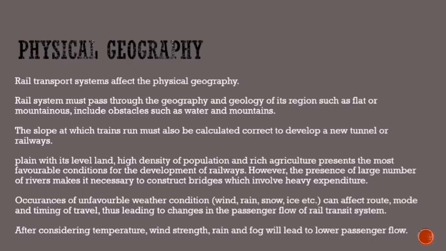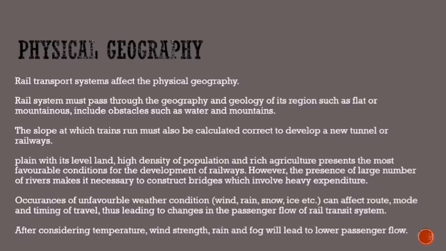In order to make a good system, they need to calculate the slope correctly to decide whether to develop a new tunnel or railway. The most preferred land for building railways is plain, level land with high density of population and rich agriculture, which present the most favorable condition for the development of railways. However, the presence of a large number of rivers makes it necessary to construct bridges, which involves heavy expenditure.